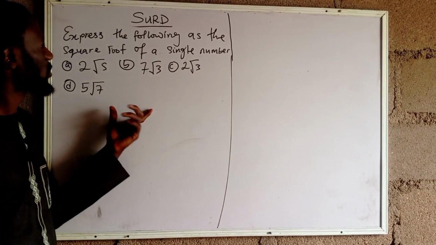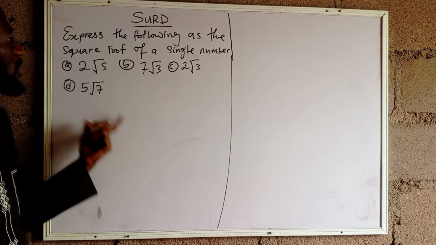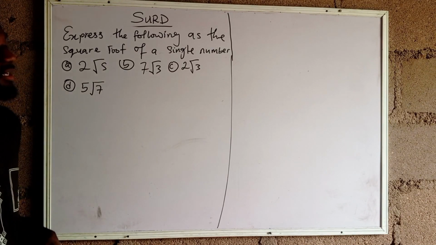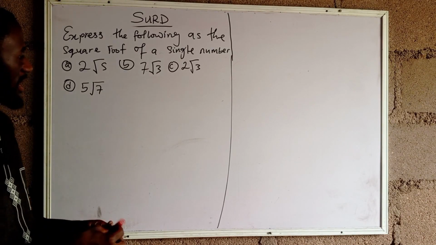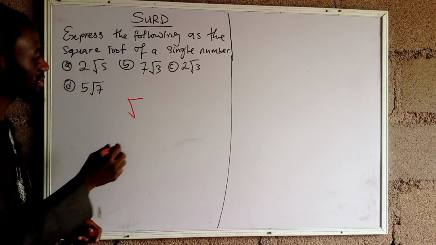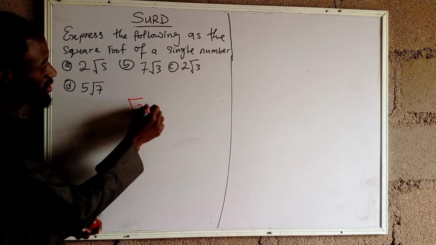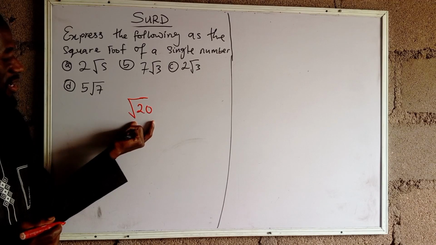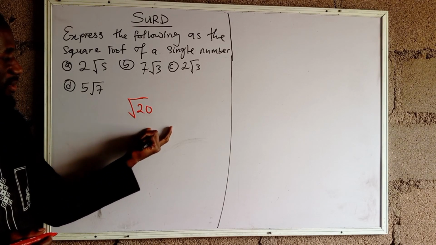In this class, we are going to learn how to express the following surd as a single number. Remember, in our previous class, we learned how to simplify a surd. Assuming here we have a surd like this, the square root of 20, we are asked to simplify it as a number.